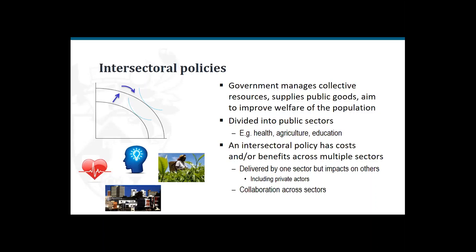The process by which the government manages, assigns and uses collective resources usually involves dividing it into different public sectors. For example, we have health sector, agriculture sector, education sector. All of these contribute to the welfare of the population. When we're talking about an intersectoral policy, it's one that has costs and/or benefits that fall across multiple sectors. These may include policies that are delivered or resourced largely within one sector, but they have impacts on other sectors. And this includes the private sector and private actors. Alternatively, it might be one that, in order to implement it, requires collaboration across multiple sectors.